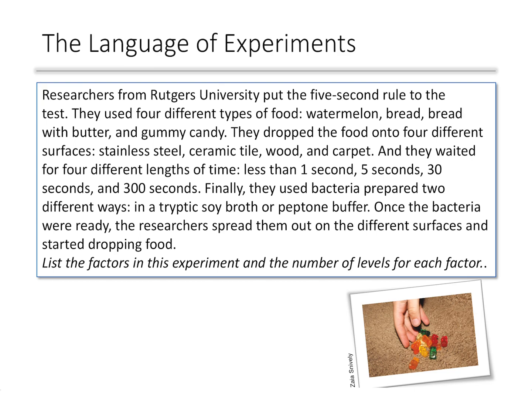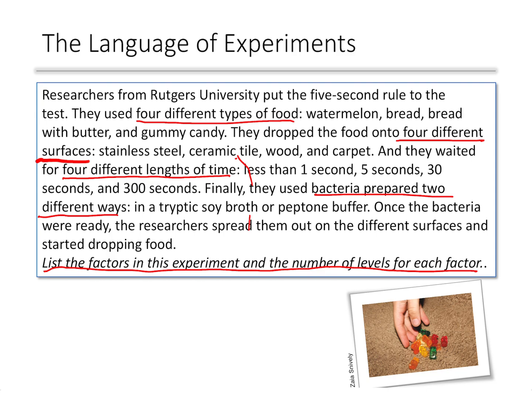Here's another example. This time I want to list the factors and the number of levels for each factor. So here we have researchers who put the 5-second rule to the test. They used 4 different types of food: watermelon, bread with butter, and gummy candy. They dropped the food onto 4 different surfaces: steel, tile, wood, and carpet. They waited 4 different lengths of time: less than a second, 5 seconds, 30 seconds, and 300 seconds. And then they used bacteria prepared 2 different ways: a soy broth or a peptone buffer.